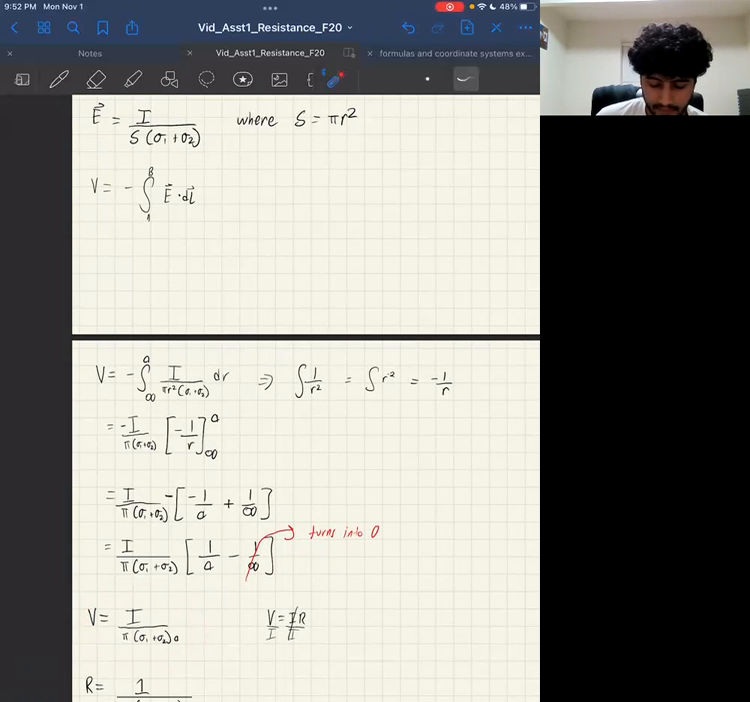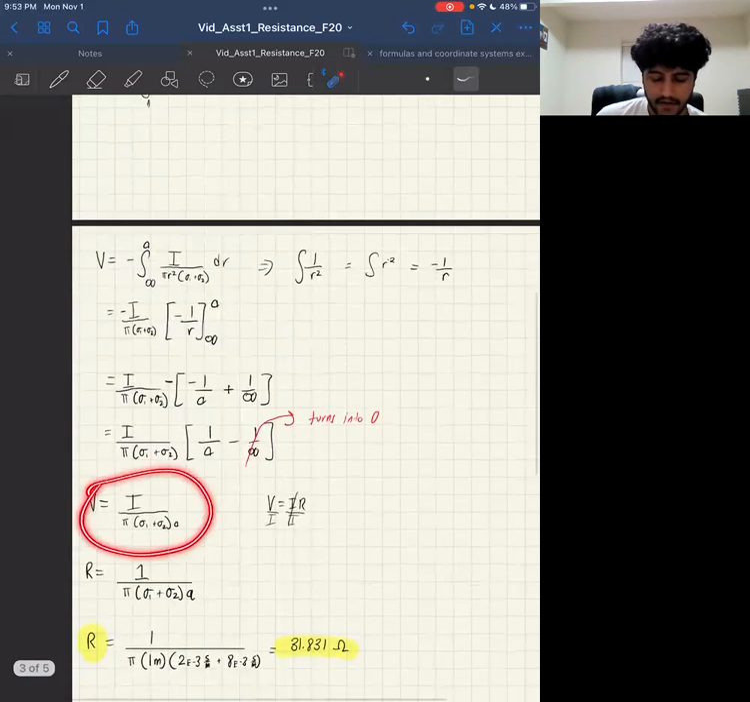Now we got this by just solving the integral. We moved out all the stuff that wasn't being integrated. We integrated 1/r squared, and the 1/infinity was 0, so we got rid of it.